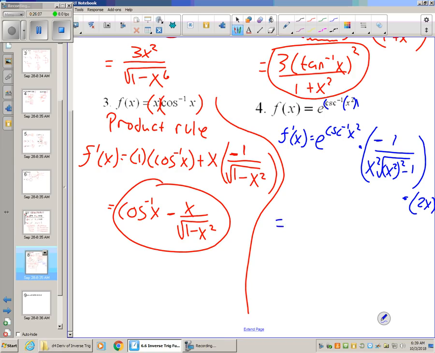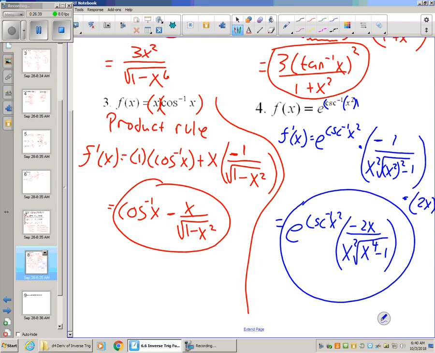Okay, so just simplifying down a little bit, that would be e to the cosecant inverse of x squared, all right, times, and just cleaning up this little fraction here, that would be negative 2x divided by x squared times the square root of, x squared to the second would be x to the fourth, minus 1. I'm sure we could probably simplify that a little bit more, taking the square root and then simplifying out an x. You can do that, but I'm going to leave it like this for now.